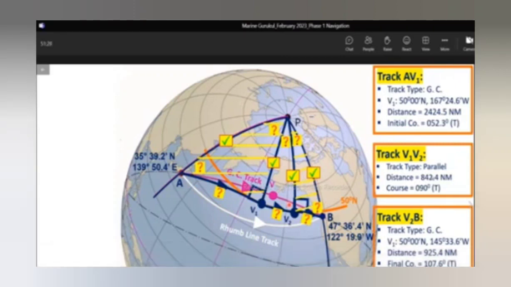One doubt, sir. The V2 also will be on the same limiting latitude, right? V1, V2. That's right, beta. Both will be on the same limiting lat.